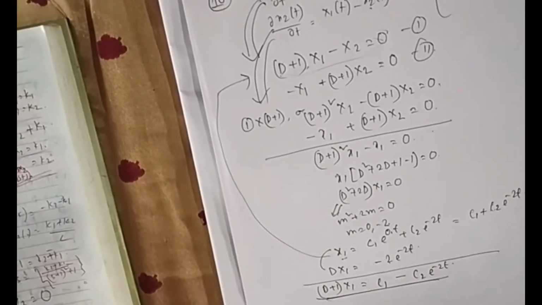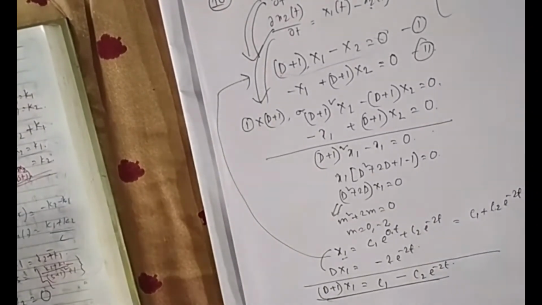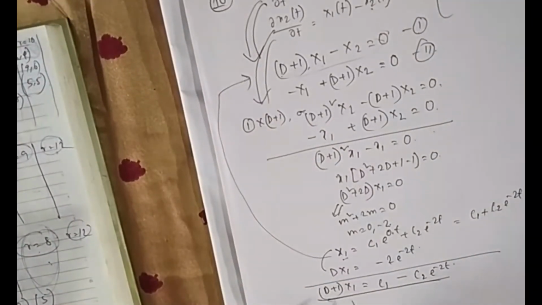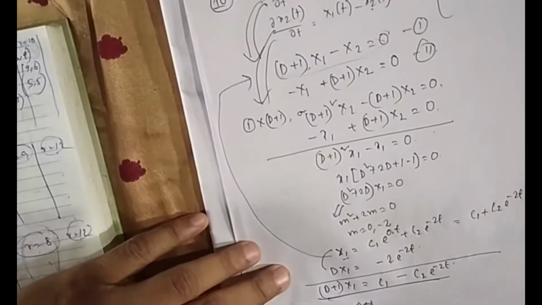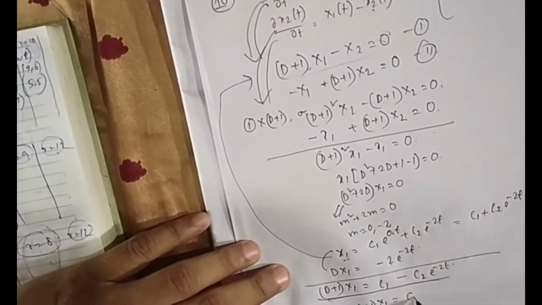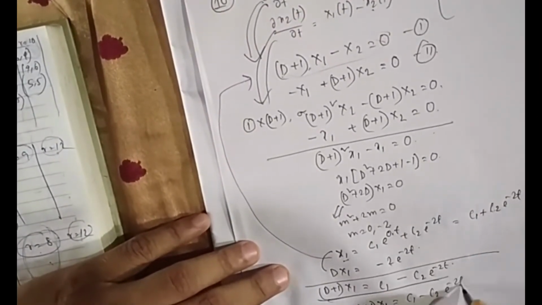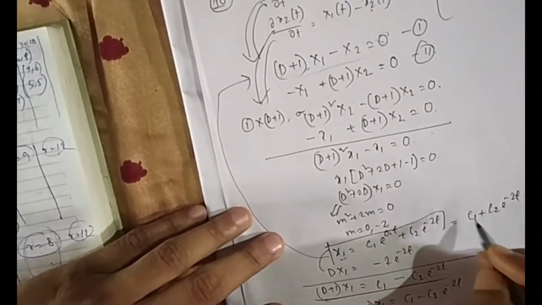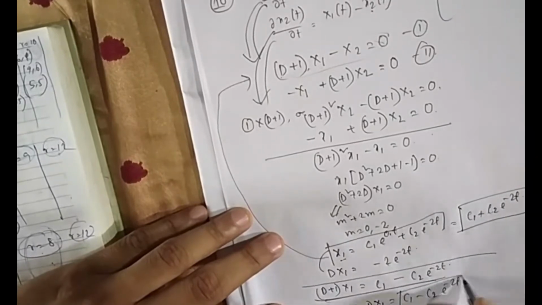So you need to put this value in equation 1. From 1, if you put this value there, you will get x2 is equal to (D plus 1) x1. So what is (D plus 1) x1? c1 minus c2 e to the power minus 2t. So now you have x1 also. This is your x1, and this is your x2.